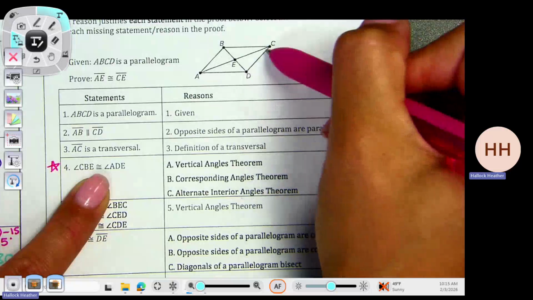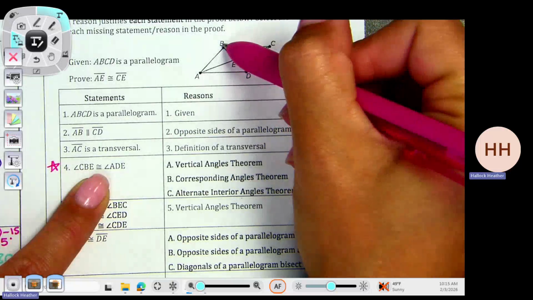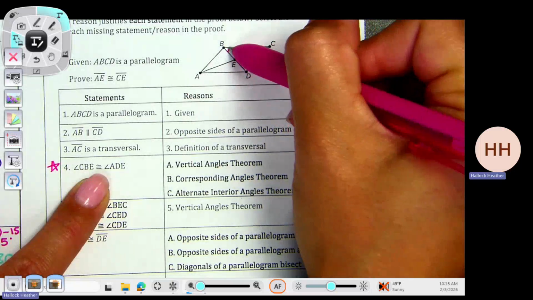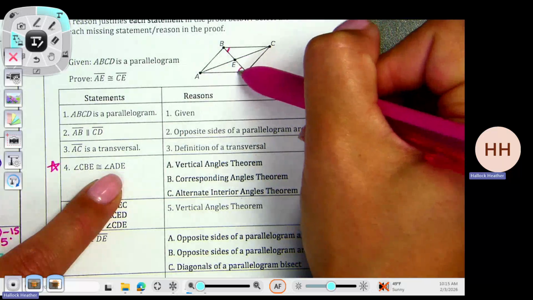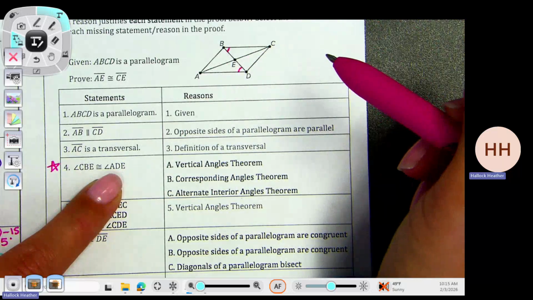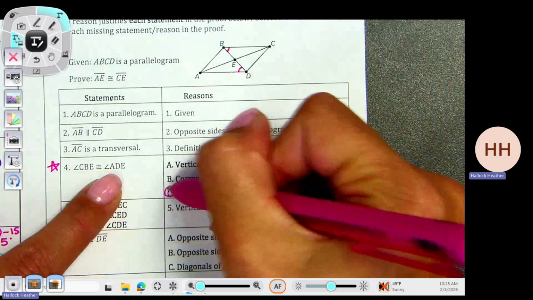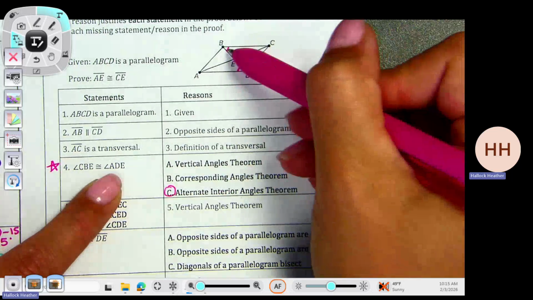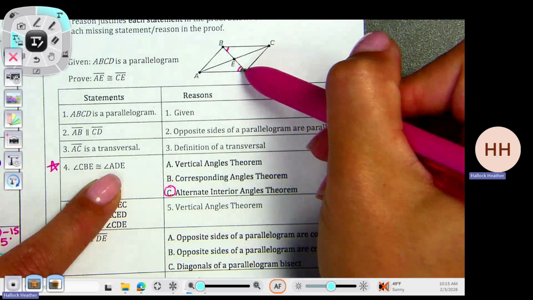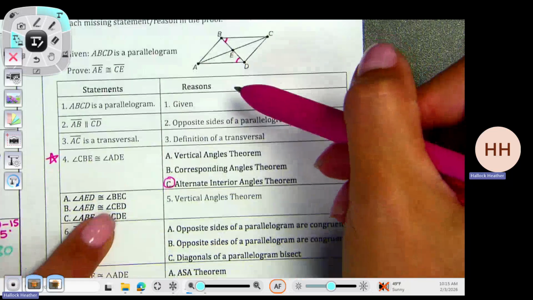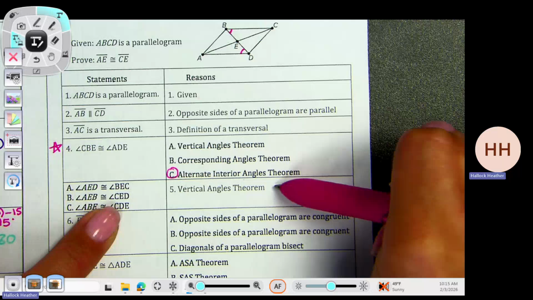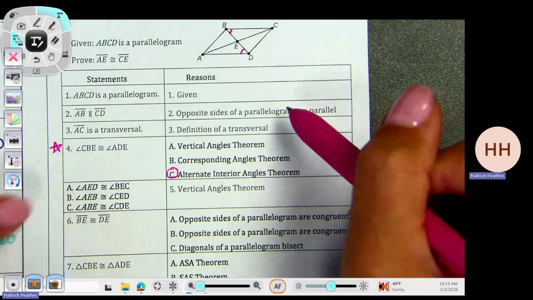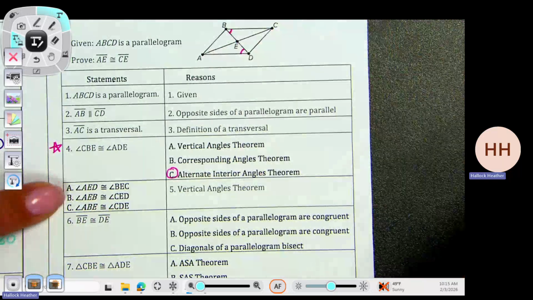It says CBE, so this angle, is congruent to ADE, which is this angle. Those are true. That is because alternate interior angles theorem from chapter 3. They jump across the transversal. They're inside the parallel lines. The next one, you have to choose the correct thing. You're looking for a pair of vertical angles. This one's actually a little tricky. It says AED. I'm going to use a pencil.